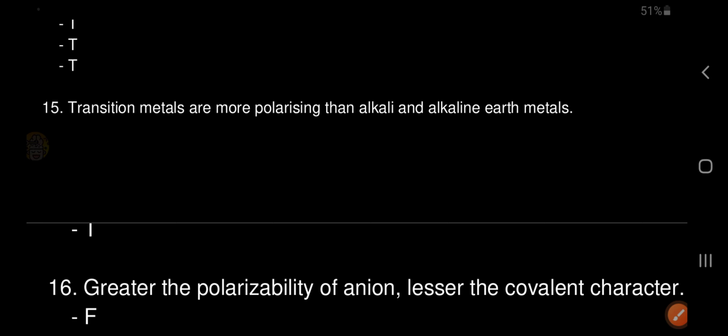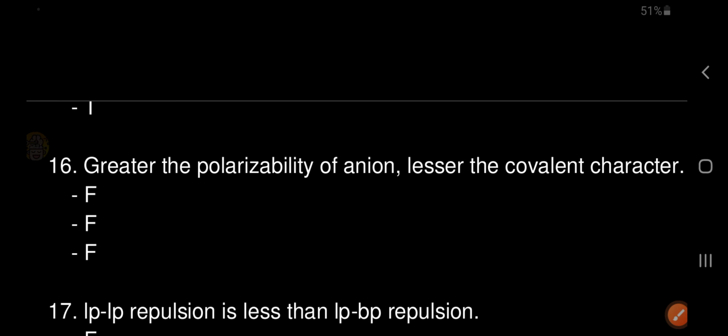Transition metals are more polarizing than alkali and alkaline earth metals. True. Greater the polarizability of anion, lesser the covalent character. False. Lone pair repulsion is less than lone pair bond pair repulsion. False.